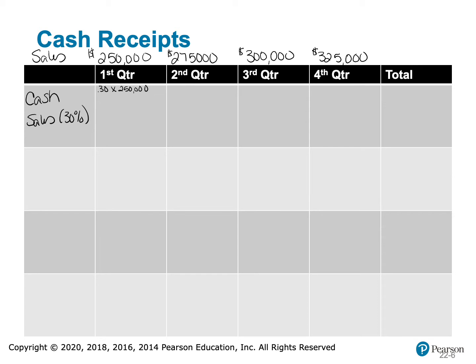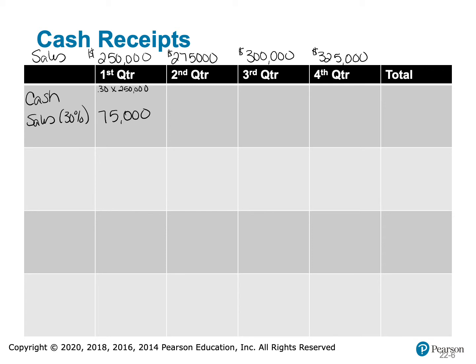So out of the $250,000 of sales for quarter one, we expect 30% of those, or $75,000, to be in cash. Now, if total sales are $250,000 and cash sales are 75, then that means credit sales, or sales on account, would be 175,000. So I just subtracted that to say total sales are 250. If cash sales are 75, then 175,000 is our credit sales.